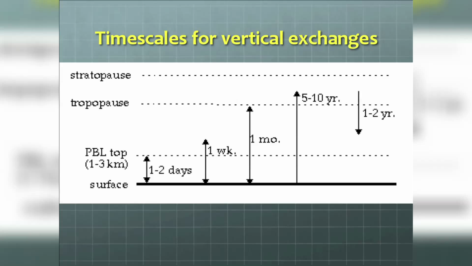If I look at vertical exchanges, first of all, inside the boundary layer of the atmosphere, it'll take you about 1 or 2 days to mix. To get out of the boundary layer and get into the free troposphere, it will take about a week. To mix into the whole troposphere, it will take about a month. And if you want to go from the troposphere to the stratosphere, it will take years. It's a very, very slow process. And of course, that should be reproduced by your transport model and your simulation that you will do.